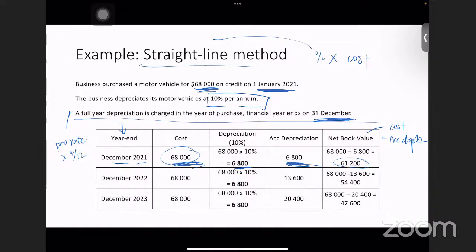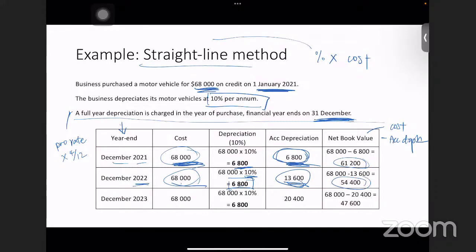And then moving on for 2022, my next year, same thing, cost 68,000. Depreciation will still be the same, still cost multiplied by 10%. Then acute D, last year I have this, I will add on to what I have this year, acute D. Okay, repeat the same process for MBB, cost minus acute D, I will get this. No issue, right? Straight line, very straightforward.